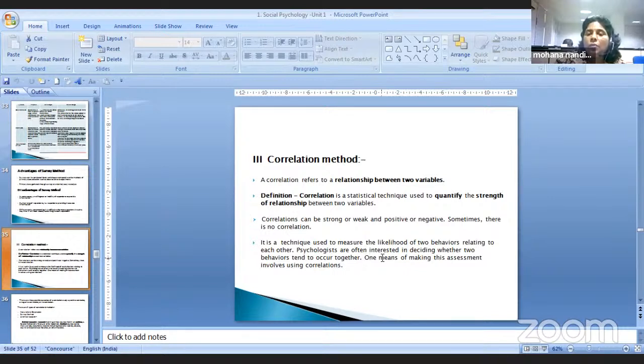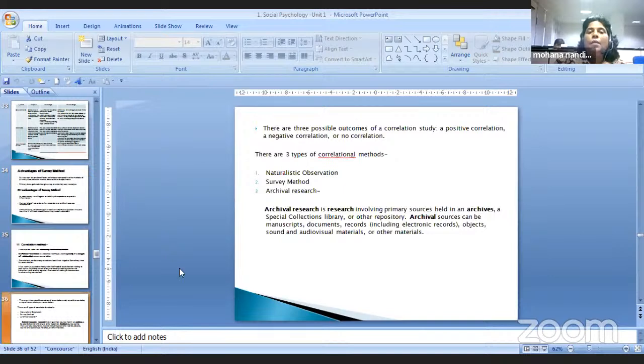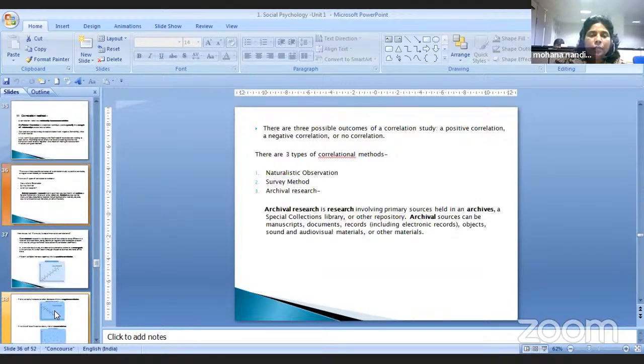Psychologists are often interested in deciding whether two behaviors can occur together. One means of making the assessment involves using correlations. Actually, most psychologists get into this correlation method. We already discussed this, so this is about the correlation method.